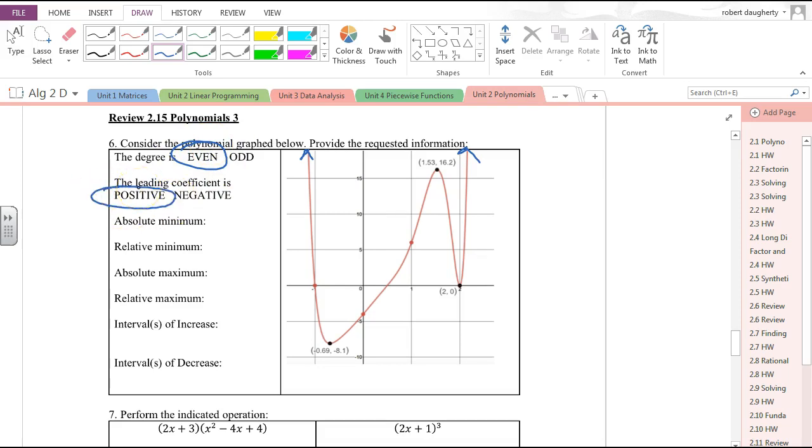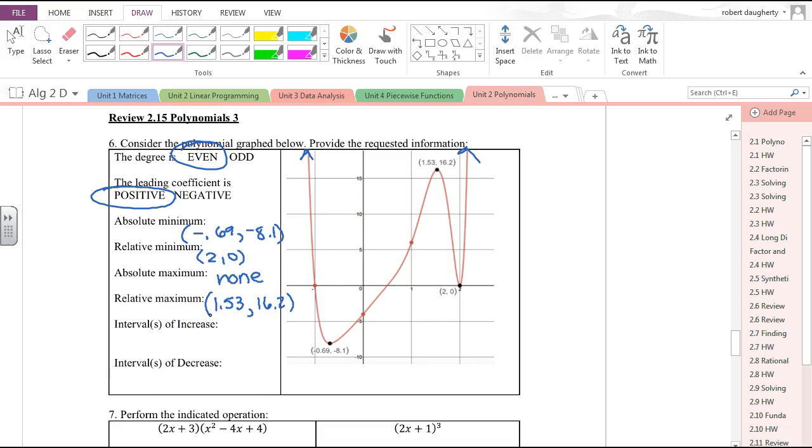Absolute minimum. There is an absolute minimum at (-0.69, -8.1). Relative minimum. There is a relative minimum at the point (2, 0). Absolute maximum. There is no absolute maximum. This graph heads off toward positive infinity. Relative maximum. There is a relative maximum at (1.53, 16.2).